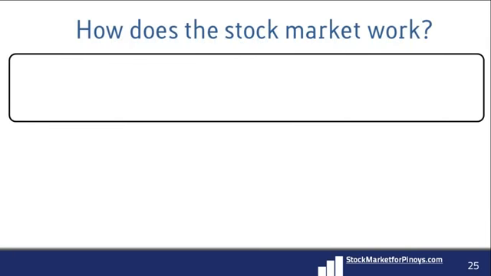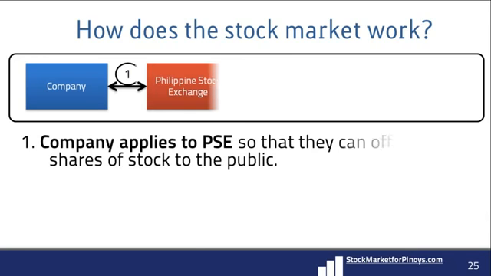Now, if they would want to look for investors publicly, they would have to go through the PSE. They apply to the PSE so that they would be able to sell their shares to public individuals like you and me. So it's the PSE that screens these companies. They make sure that the companies are legit, have a track record of business, and won't just suddenly disappear.